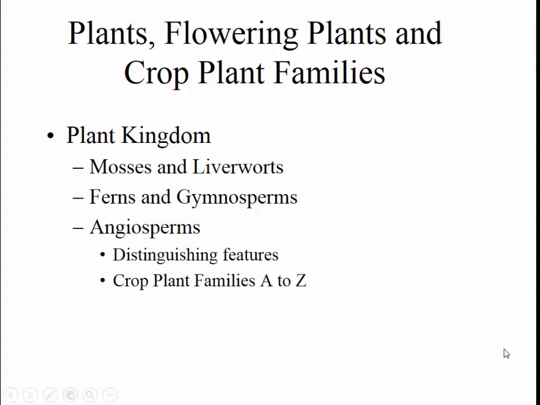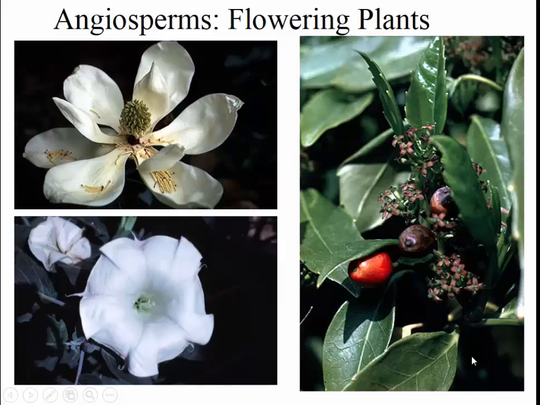This is the second half of the lecture on plants, flowering plants, and crop plant families. We discussed earlier the mosses and liverworts, the lycopods, ferns, gymnosperms, and the characteristics of angiosperms. The remainder of this lecture is about the crop plant families A to Z.